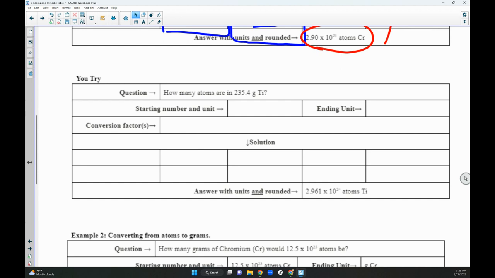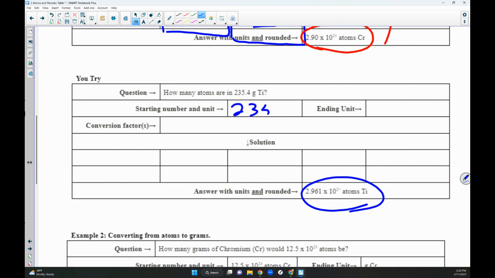Okay, welcome back. Hopefully you got through example number 2. One thing to notice about example number 2 is the answer, and I'm sorry, I'm talking about the you try in example number 1 here. The answer in your booklet is wrong. This is the actual correct answer, okay? So let me work through the you try here with you. It says, how many atoms are in 235.4 grams of titanium?